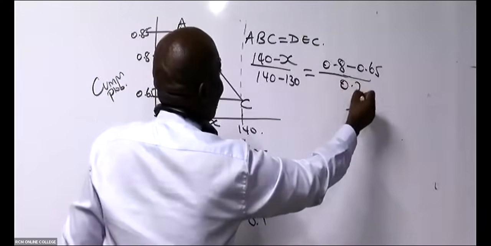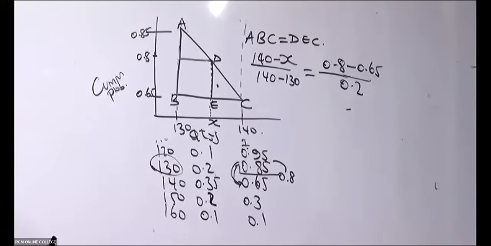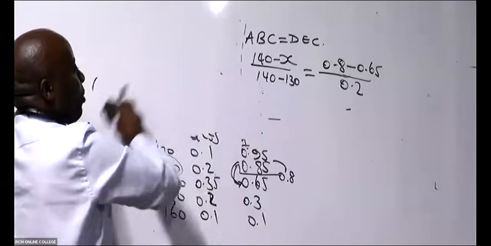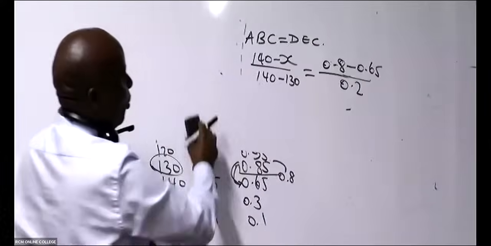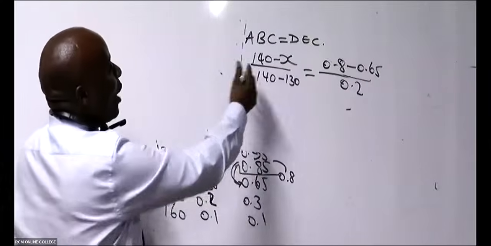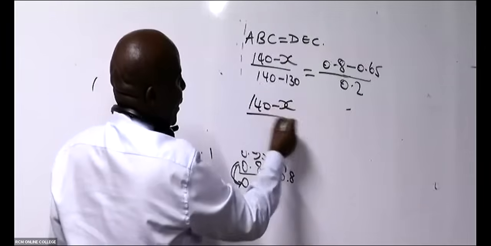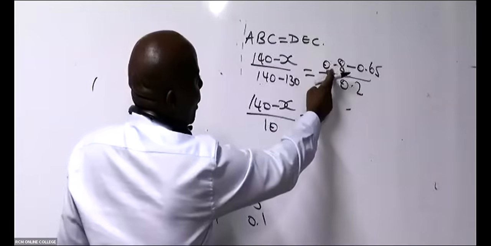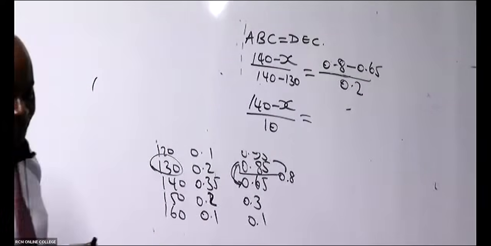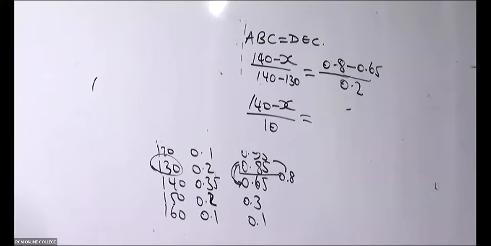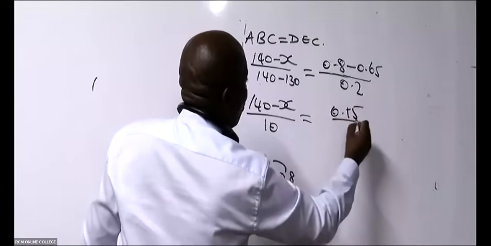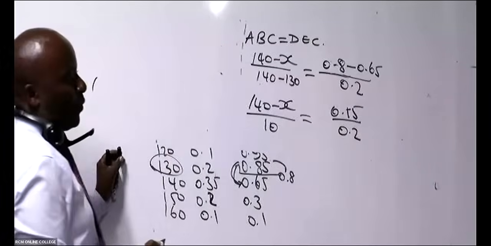0.2. The height of the bigger triangle. So can we kindly go slowly and get these things very, very well? Let's make x the subject of the formula. This one here will be 140 minus x over 140 minus 130, which gives 10, equals 0.8 minus 0.65, which is 0.15, all over 0.2.